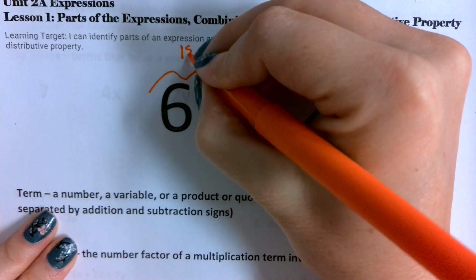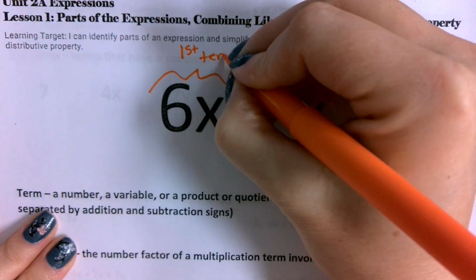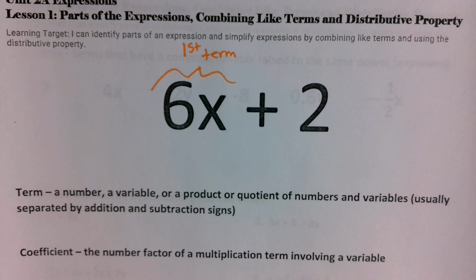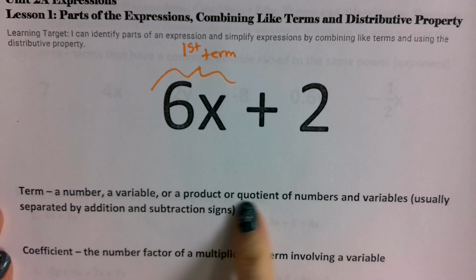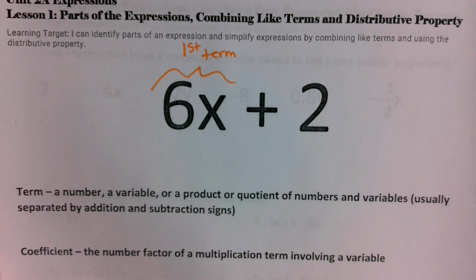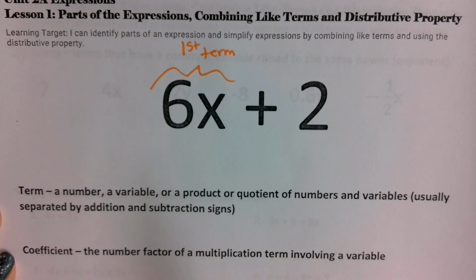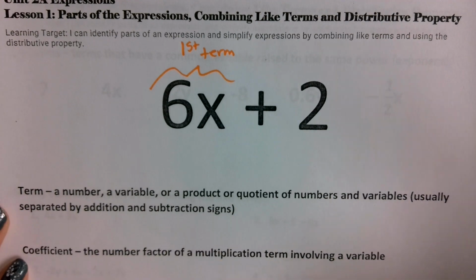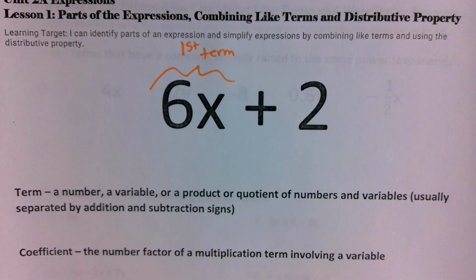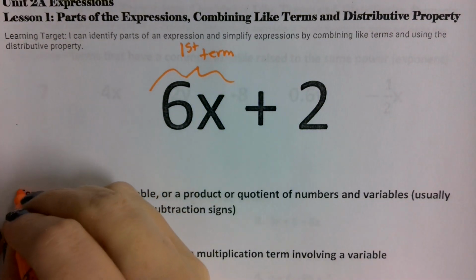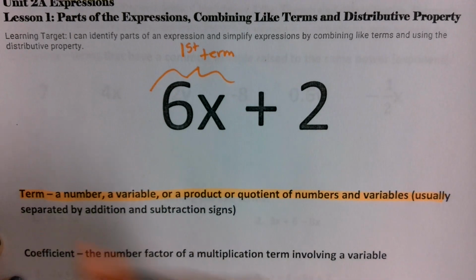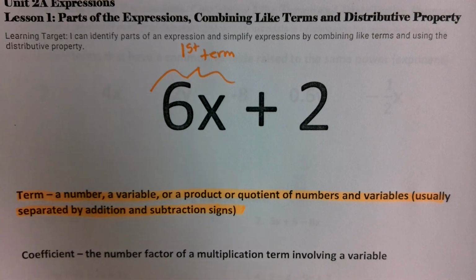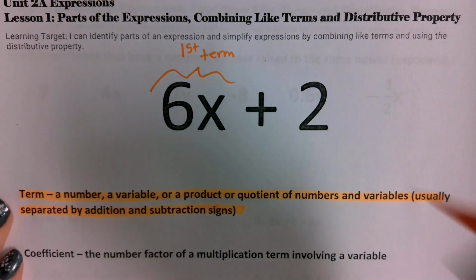is our first term. Terms are going to split things up. They're going to be a number, a variable, a product, or a quotient of numbers and variables. They're always going to be separated out. If you've got more than one term, they're going to be separated by addition or subtraction signs. So I'm going to go ahead and highlight term in our orange real quickly. And if you don't have your colors out by now, don't waste time getting them.